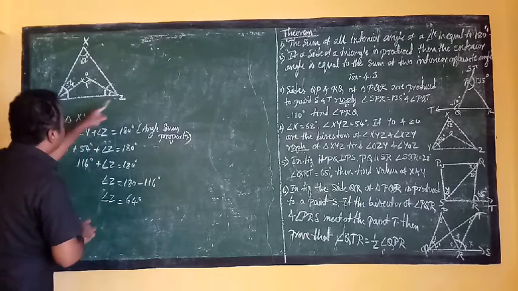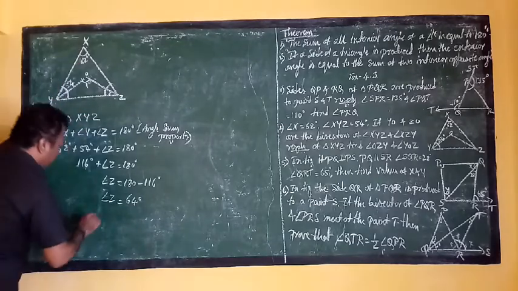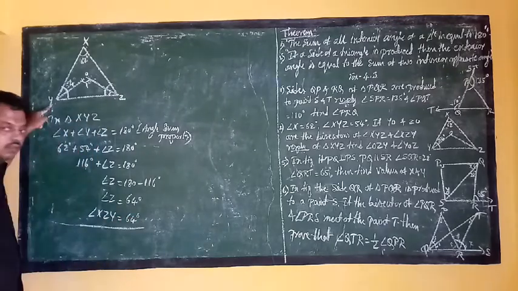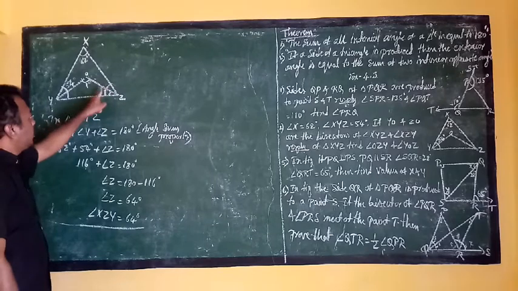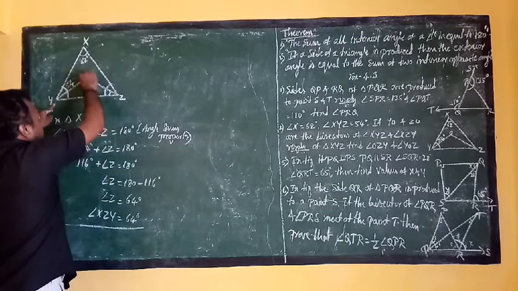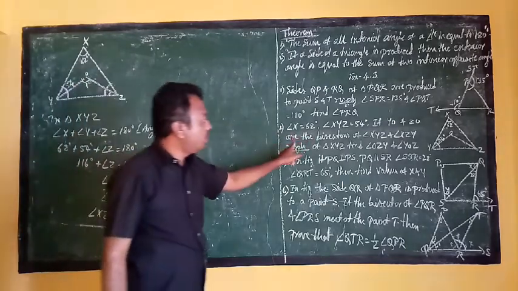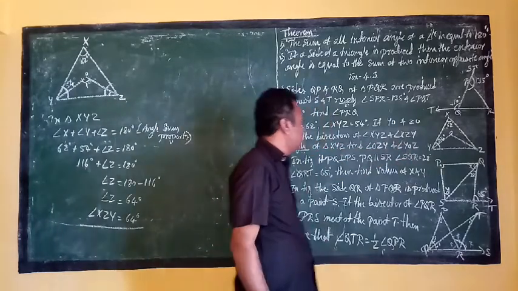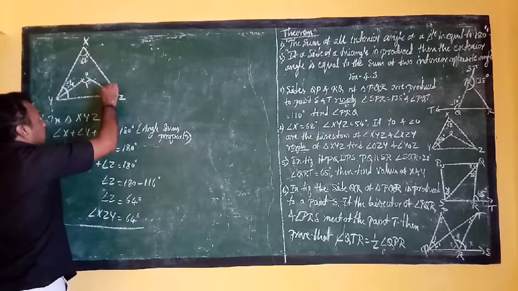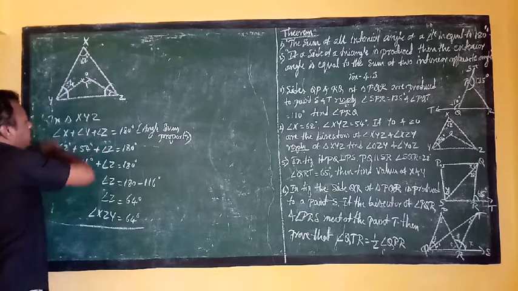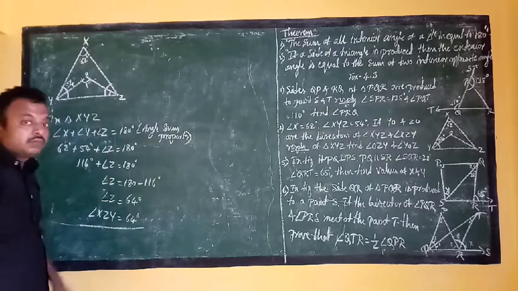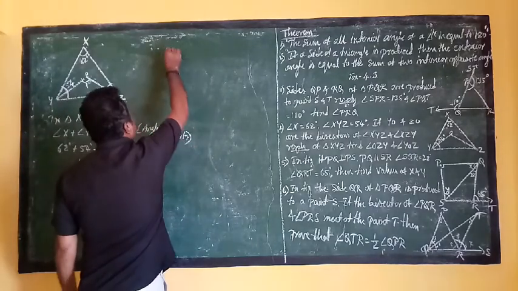So angle Z is nothing but XZY. XZY is equal to 64 degrees. Now, angle Z is equal to 64 degrees. So what is ZO? ZO is the bisector of angle XZY, correct? Therefore, ZO is the angle bisector of XZY. If angle XZY is 64 degrees and you bisect it with ZO, each angle becomes 32 degrees, correct?